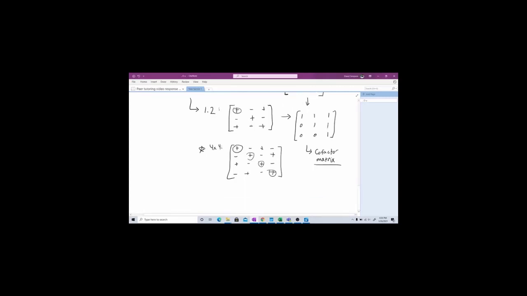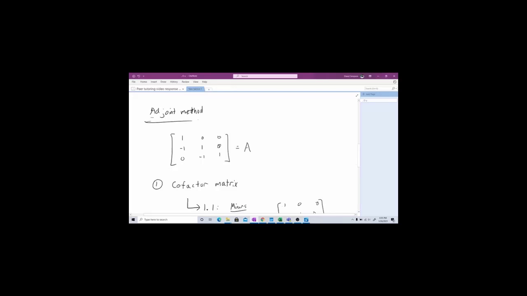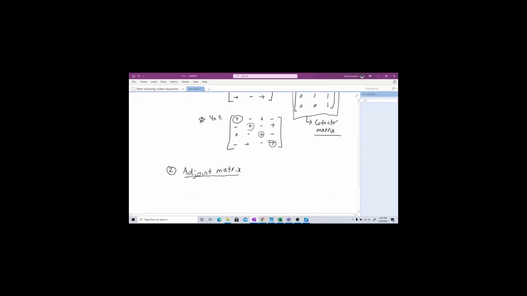Anyway, we're done with step 1. We have what's called the cofactor matrix. Okay, so step 2 is actually really easy. It's called the adjoint. We're going to get the adjoint matrix. And you may recall that is the method, the adjoint method. So we're going to get to the adjoint matrix now.